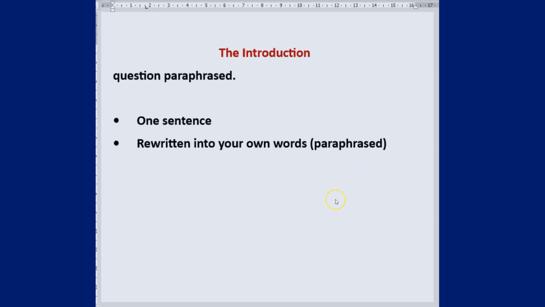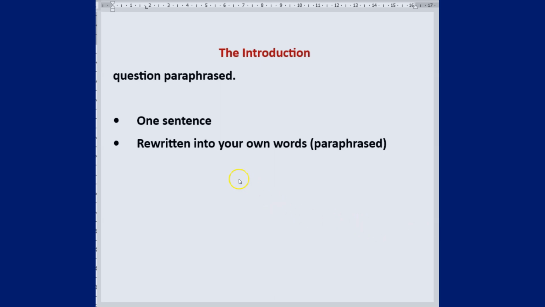Remember that there may be two diagrams in your task. If there are two diagrams in your task, you need to introduce both of them. If you have two different diagrams in your task, you still have to introduce both of them, and this can be done in one sentence or two sentences.